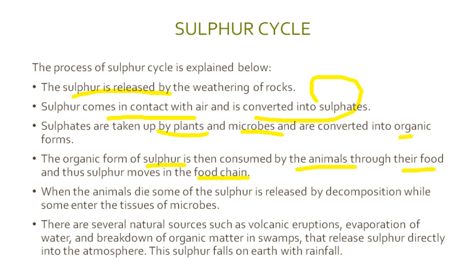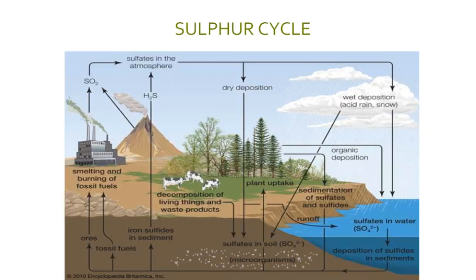food chain. When the animals die, some of the sulfur is released by decomposition while some enters into the tissue of microbes. There are several natural sources such as volcanic eruptions, evaporation of water, and breakdown of organic matter in swamps that release sulfur directly into the atmosphere. This sulfur falls on Earth with rainfall. So this is the diagram of the sulfur cycle where you can relate with the steps of the sulfur cycle we discussed earlier, right?